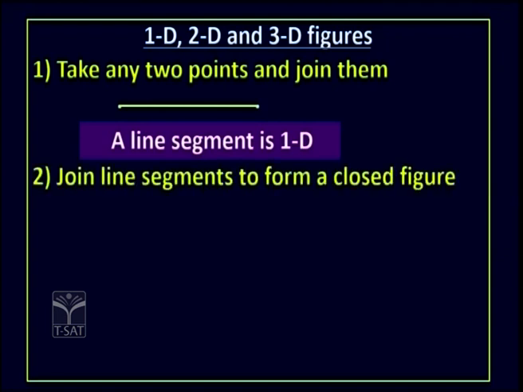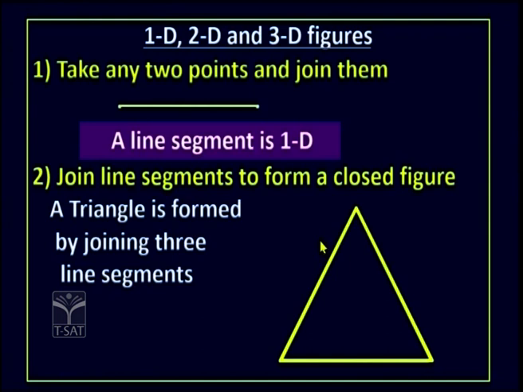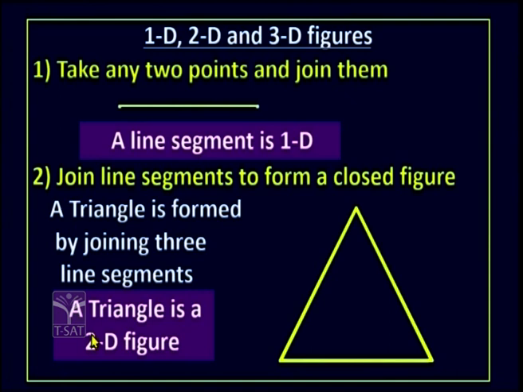Now, what you have to do, children? Join line segments to form a closed figure. To get a 2D shape, we have to use line segments which are 1-dimensional. Here I am taking 3 equal line segments and joining them to make a closed figure. This closed figure is a triangle which is a 2D shape. So, a triangle is formed by joining 3 line segments. How many line segments are needed, children? Yes, we need 3 line segments to form a triangle, and a triangle is a 2D figure.